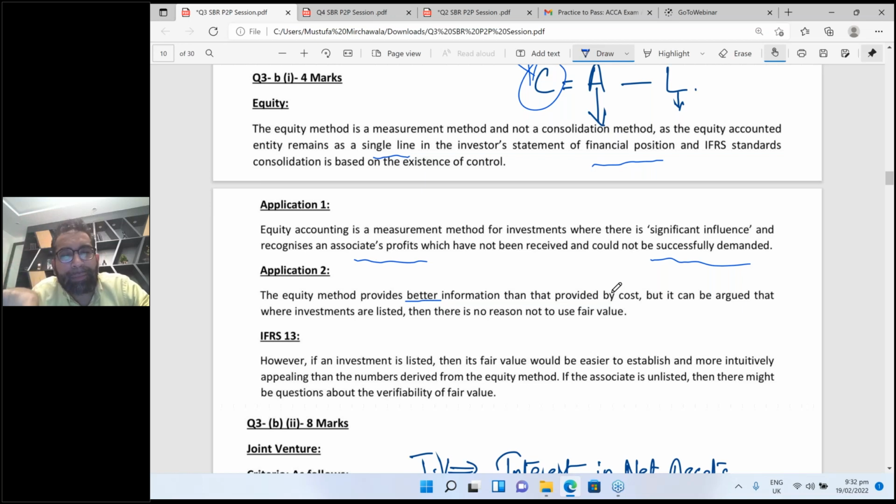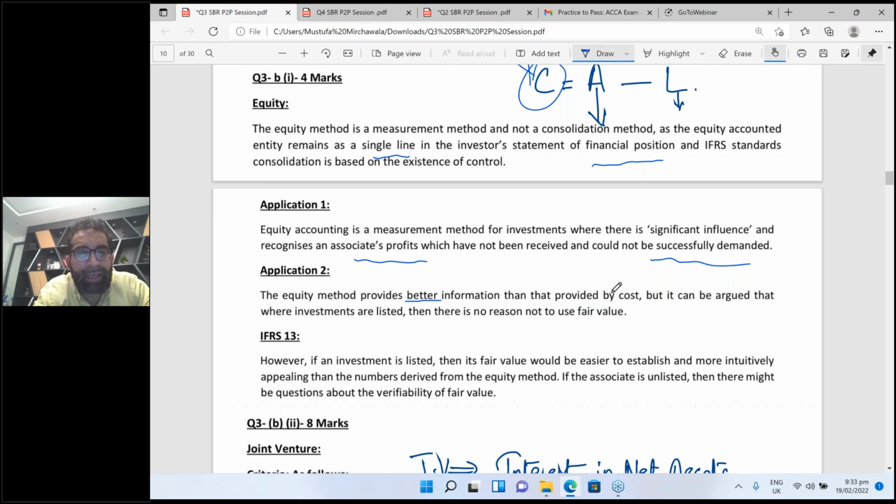So it's better than cost, because cost is an outdated thing. Historical cost means you bought these shares 3 years back, so now the values have changed, the performance has changed. So it's better you use equity accounting, because equity accounting at least includes the performance of the associate.